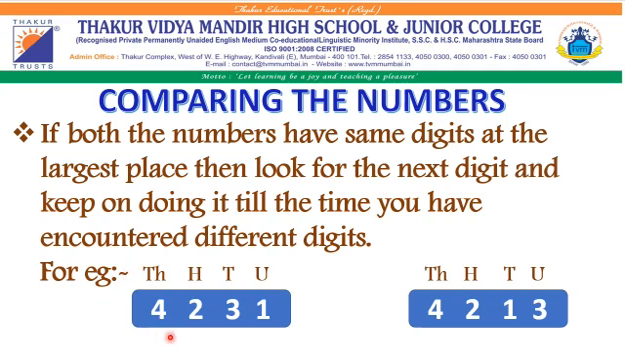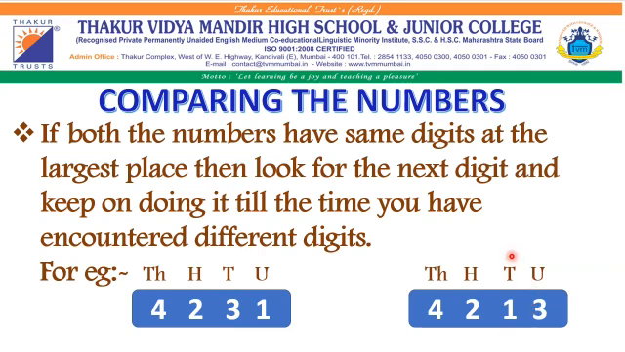Here in thousands place we have 4, as well as in second number 2 we have 4 at thousands place. In the first number in hundreds place we are having the digit 2. In the second number 2 we have 2 at hundreds place. In third place value, that is tens place value, we are having 3 in the tens place. In the next number, we have 1 in the tens place.